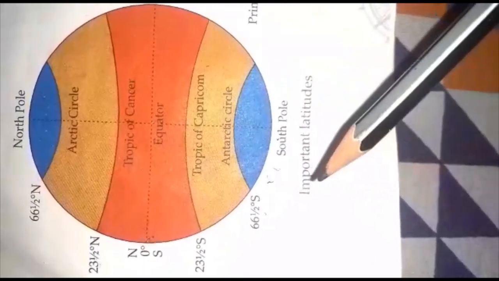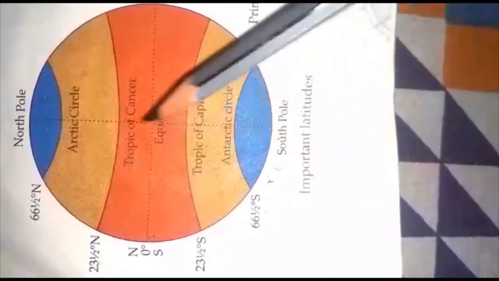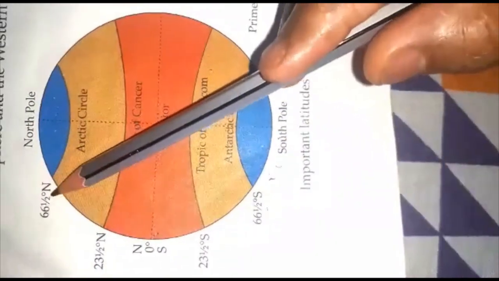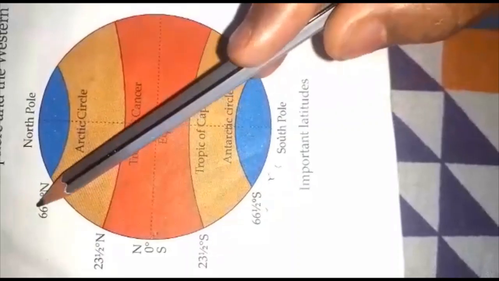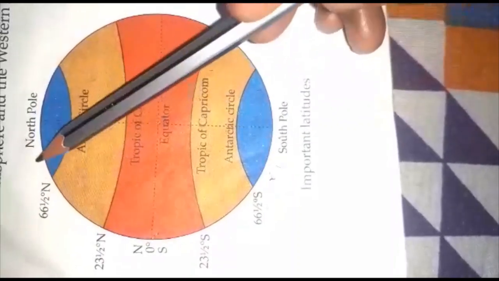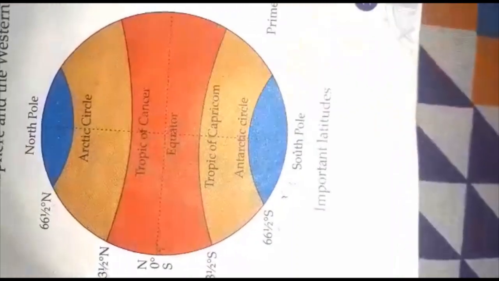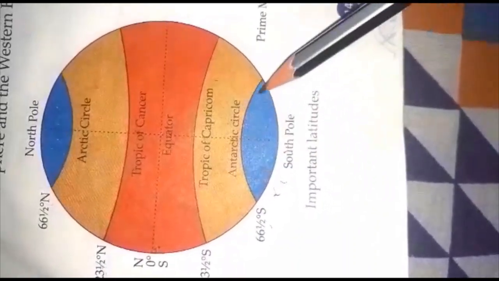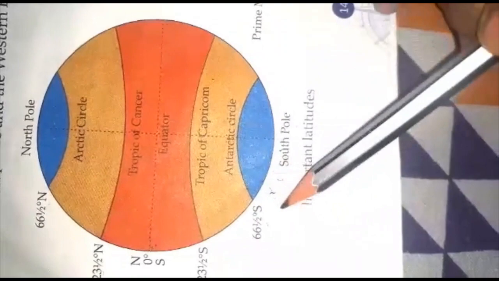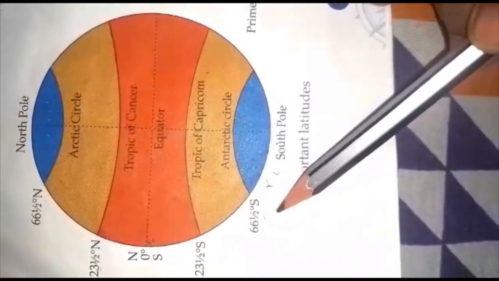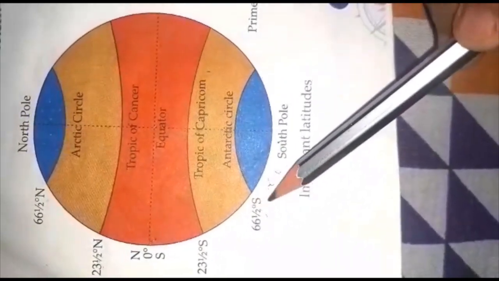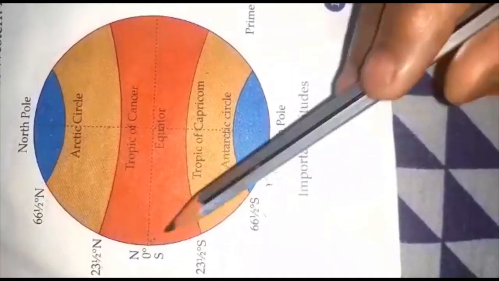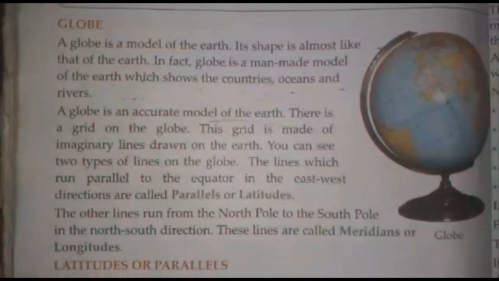The next parallel is the Arctic Circle. It lies at 66 and a half degrees north from the equator. And next, the Antarctic Circle. It lies at 66 and a half degrees south from the equator.